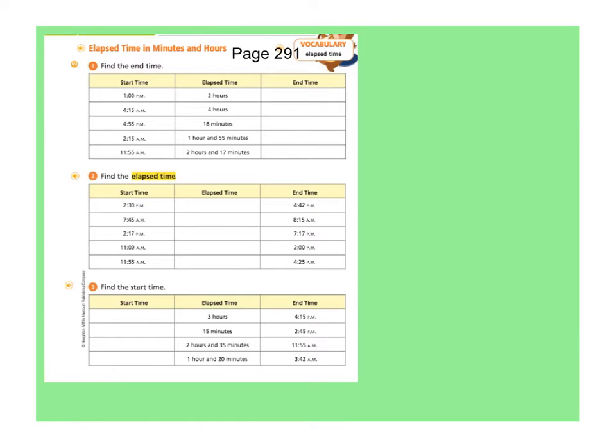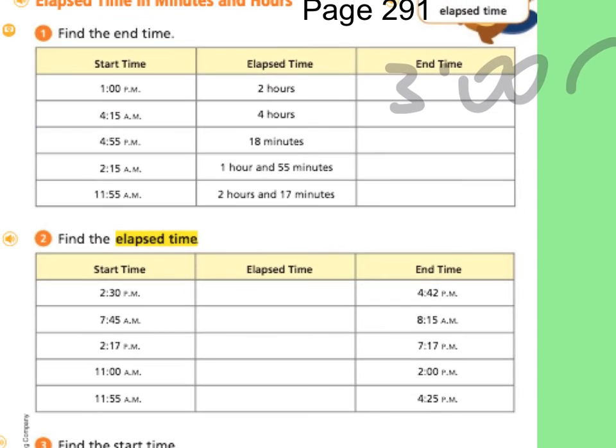All right, so you get into today's assignment. It starts out fairly easy. So if your start time is 1, and your elapsed time is 2 hours, I always do this with jumps. So I think 1, and every jump that I make is an hour. There's 2, there's 3. So I'd end up at 3 o'clock.